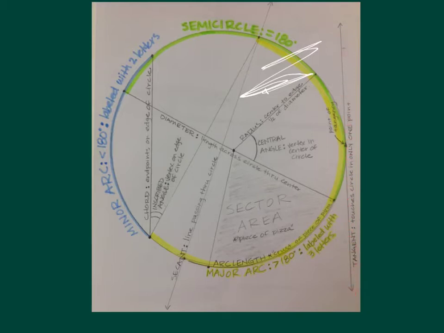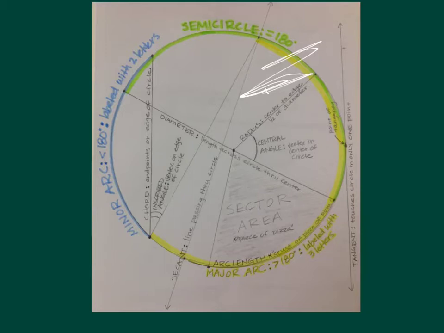Okay? Now let's go over to this line here. Notice that this line only touches the circle at one point. And if that is the case, if the line only touches the circle at one point, then this line is a tangent line. Okay? And that point where that line touches the circle is called the point of tangency.